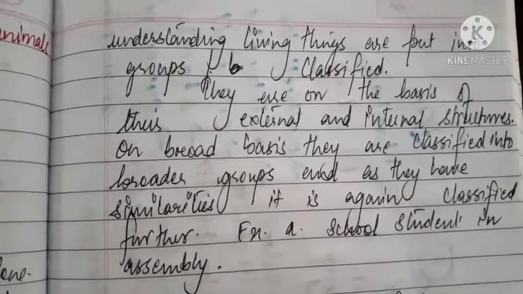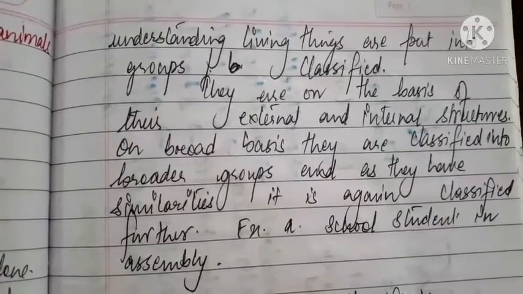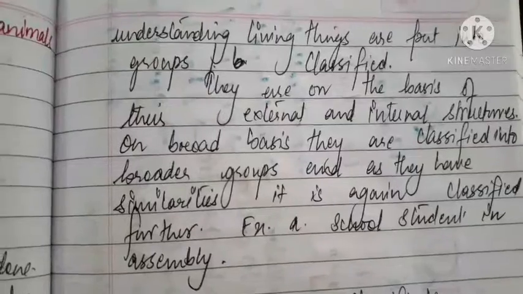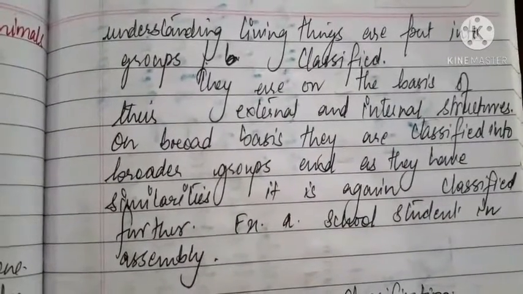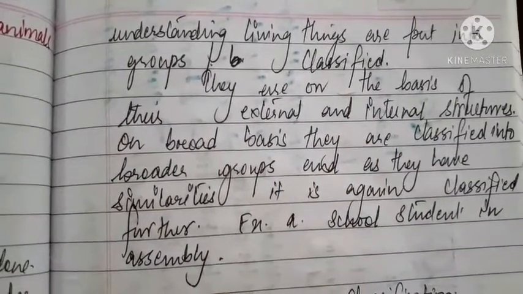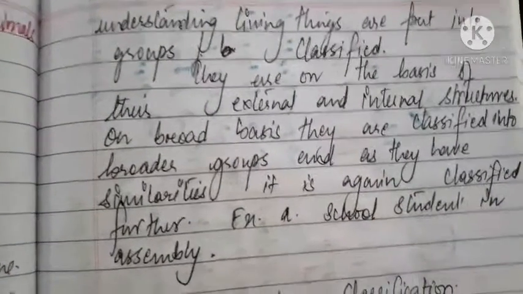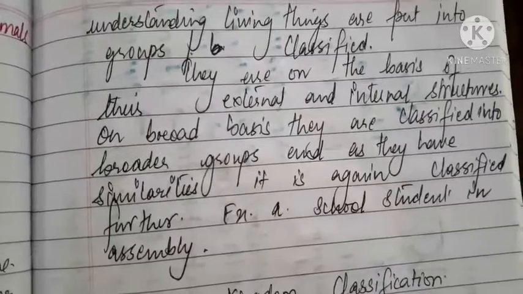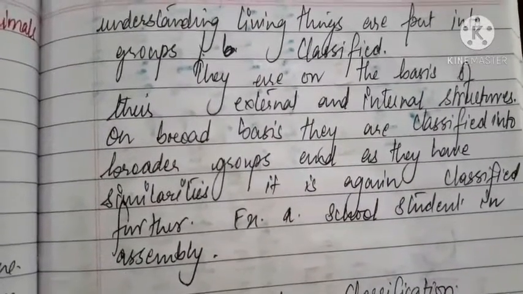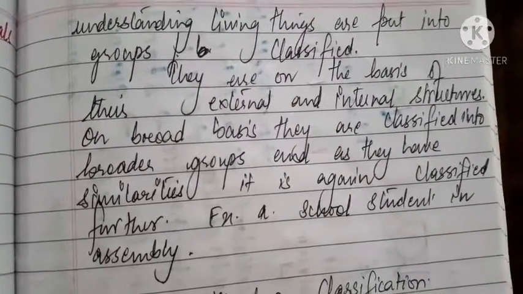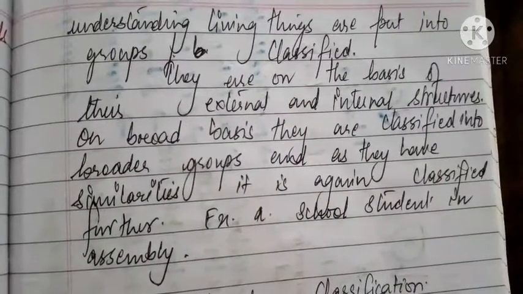If we put these similar looking kind of animals or plants into a group, then we can say that, oh, this plant has similar characteristics to group A, so it can fall under group A. Okay, so for easy identification, we can say that these plants and animals have to be classified on the basis of the external and internal structure.